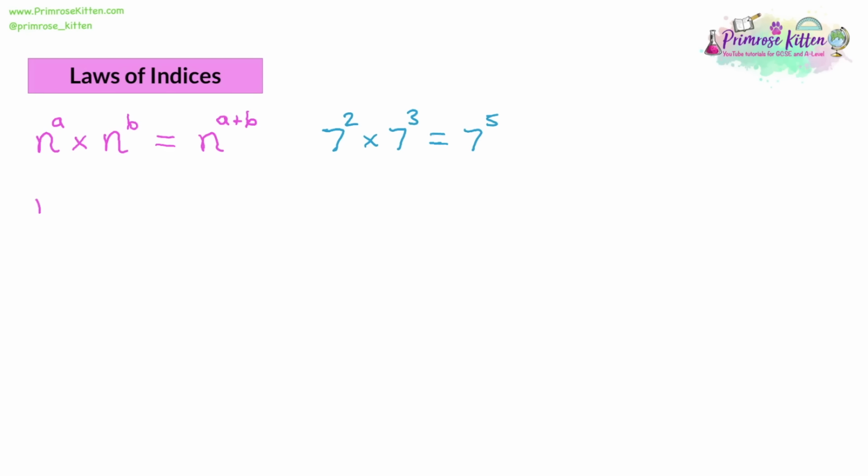Now there are laws like this for subtraction as well, and that's when you're dividing the base numbers. So if you're dividing the base numbers, then the 2 indices are going to be taken away. Again, looking at an example, you could have 3 to the power of 5 divided by 3 to the power of 2, and that would simplify to 3 to the power of 3, taking the powers away.